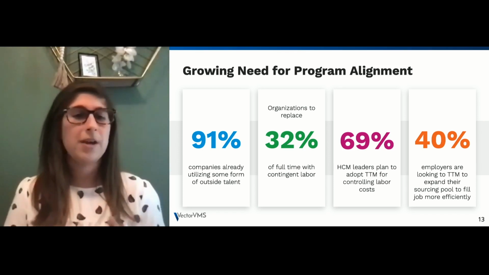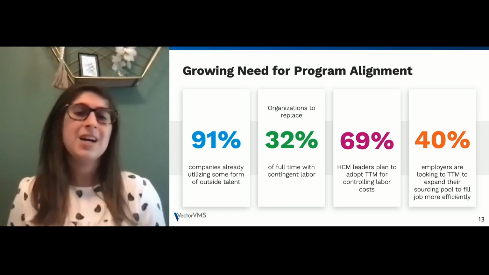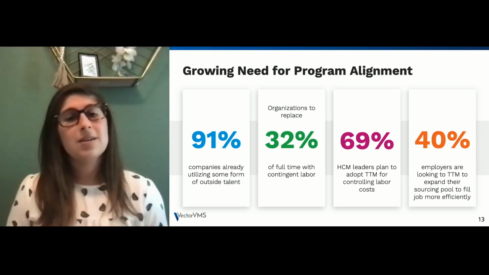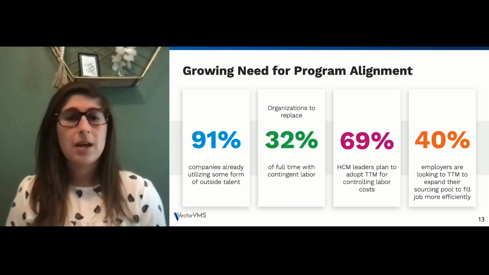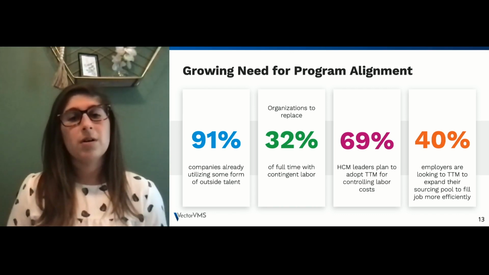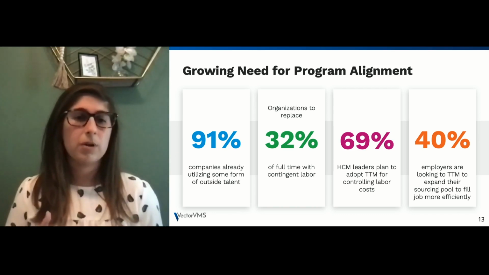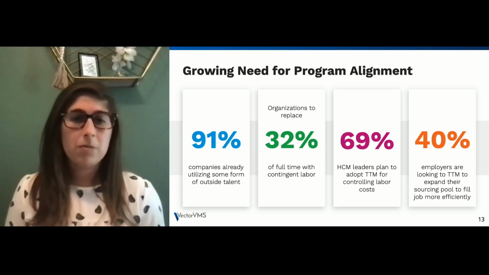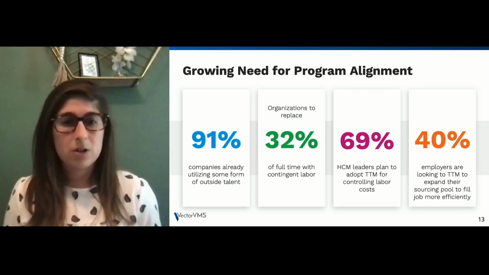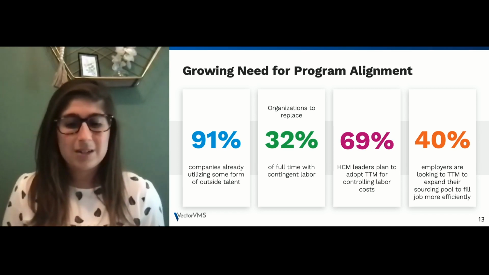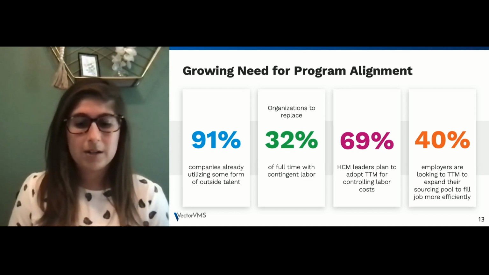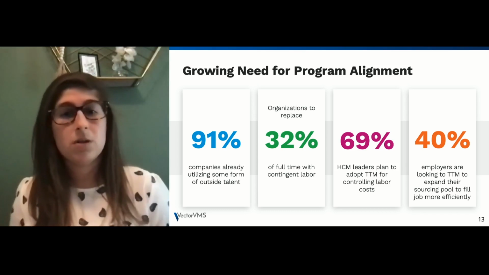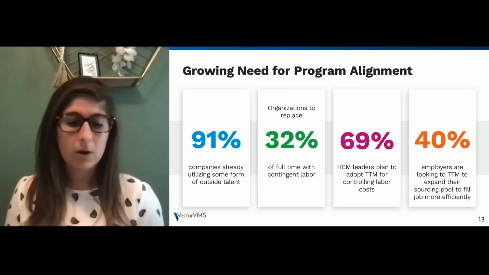So at the beginning, I think it was more about generational shifts, the push to flexible work and how people want to work. And now I think it's fueled more by uncertainty, maybe wanting to bring people on from a contingent perspective before going back to making that full-time commitment. So if you're thinking about implementing a total talent management strategy, you're not alone. 69% of organizations are looking to increase their use of total talent management for controlling costs.